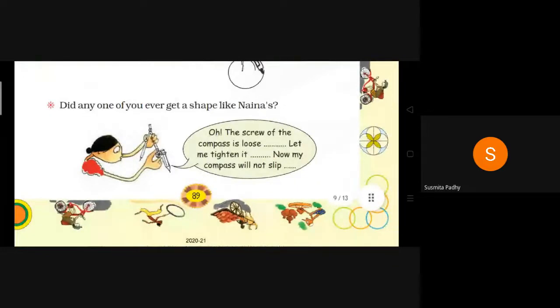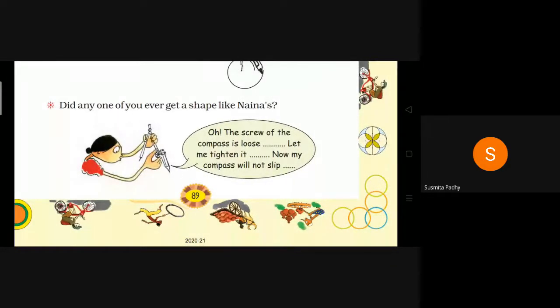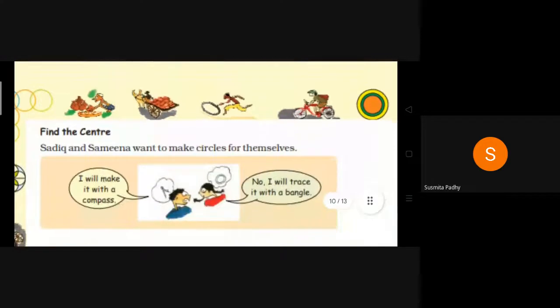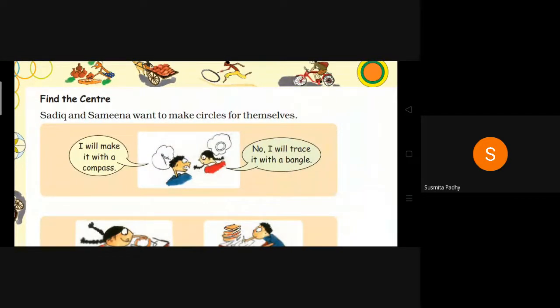Did anyone of you ever get a shape like Naina's? Oh, the screw of the compass is loose. Let me tighten it. Now my compass will not slip. So her compass screw was loose, and that's why the pencil was not coming in the exact position, and that's why the circle did not come out clearly.